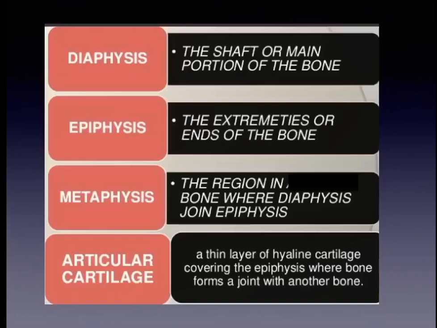So diaphysis is the shaft or main portion of the bone, epiphysis is the extremities or the ends of the bones, and metaphysis is present in between the epiphysis and diaphysis. This is the region where the growth occurs. Then we have articular cartilage, which is a thin layer of hyaline cartilage covering the epiphysis where bone forms a joint with another bone.